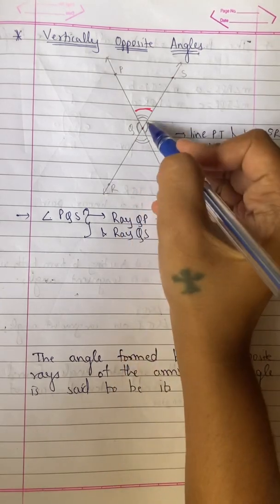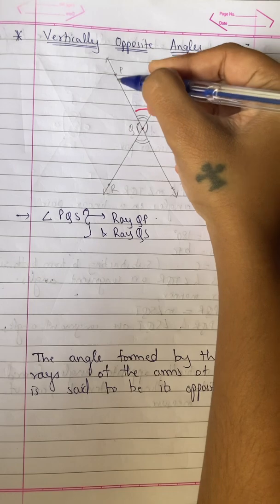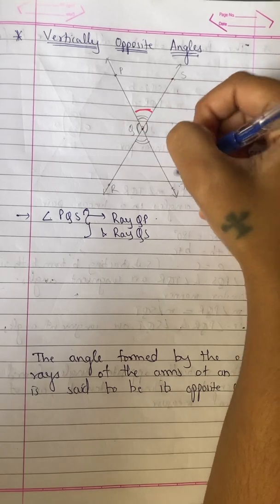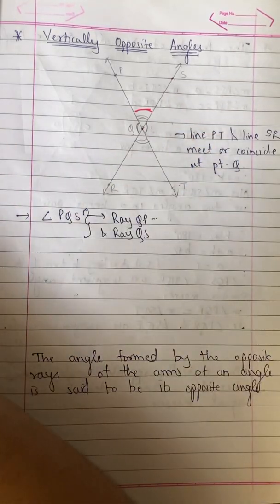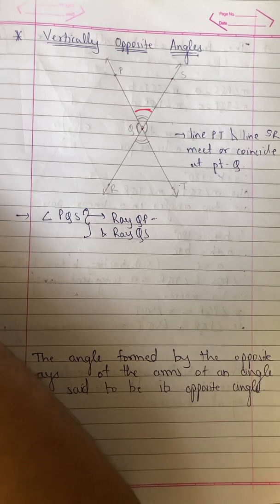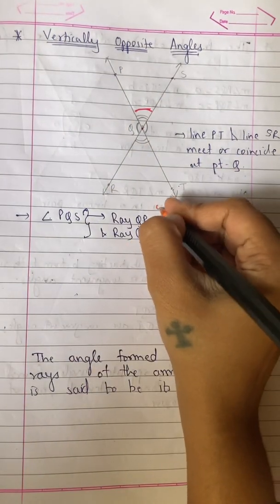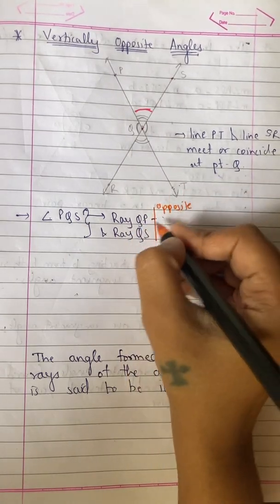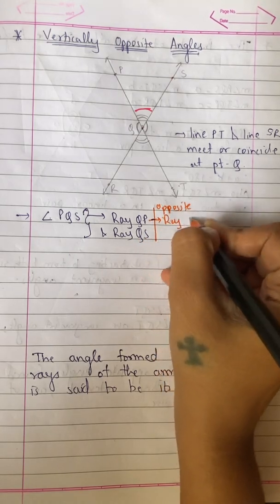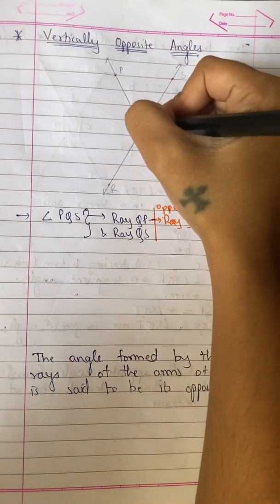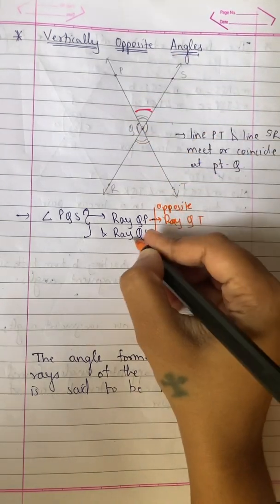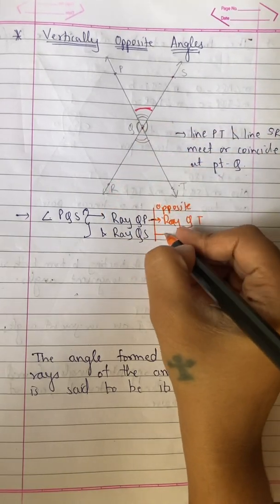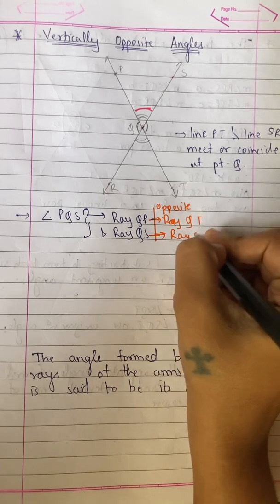Now which ray is opposite to QP? QP is going upward. Which ray will be opposite to it? QT. QP's opposite ray is QT. So we'll write down over here. I'll write down with different colors so that you will understand. Now here we are writing opposite. The opposite ray of QP is ray QT. Okay. So this is QP, and its opposite is QT. And what is opposite of QS? QR. The opposite ray of QS is ray QR.